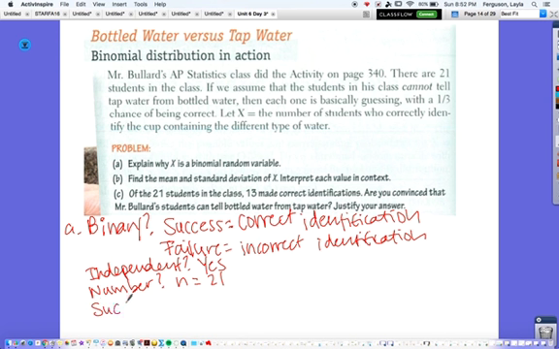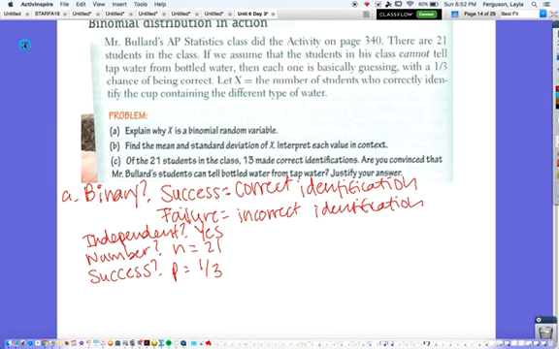And the last one is success. So do we know what the success rate is? And because it tells us that they have a 1/3 chance of being correct, then we know what P is equal to. And we know that it's equal to 1/3, or you could say 0.33.